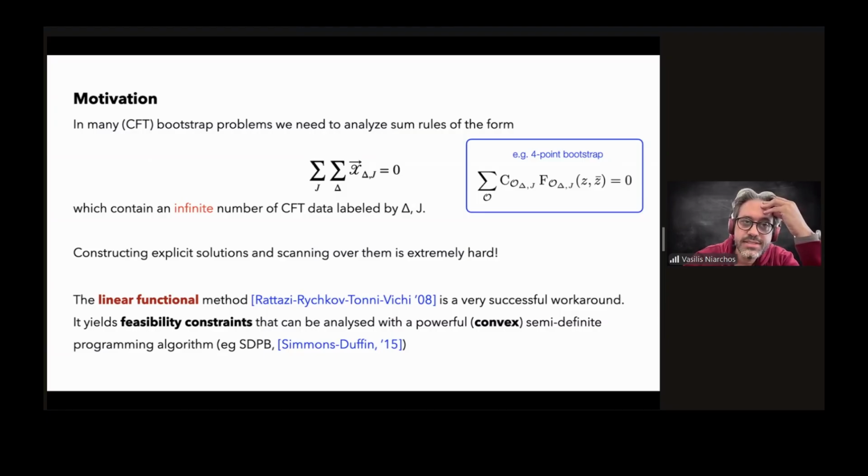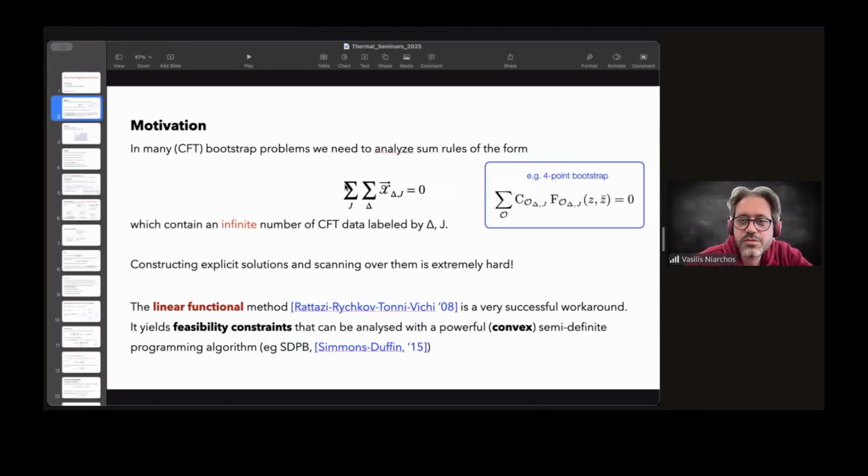So in many CFT bootstrap problems, we need to analyze some rules of the form that I have here. This is the kind of equation we want to solve. Written schematically, there's some quantity which is expressed in terms of some quantum numbers like scaling dimensions and spin. This quantity usually involves some complicated functions like conformal blocks in terms of the scaling dimensions. But most importantly, it typically contains an infinite number of CFT data. So it's an infinite series.